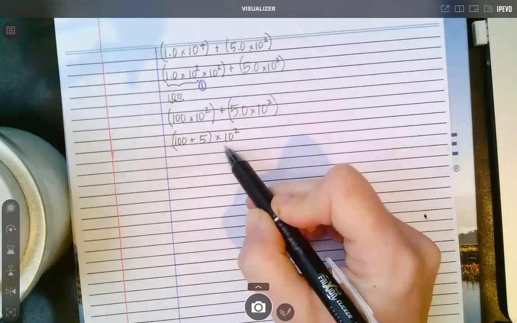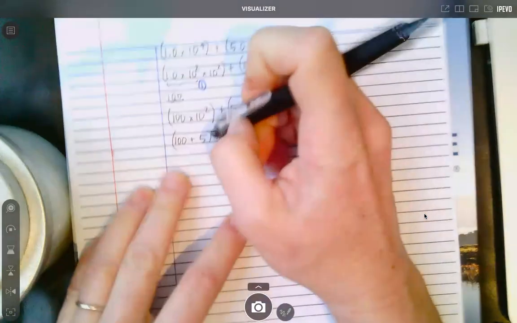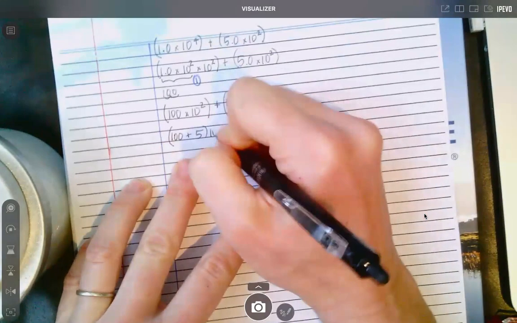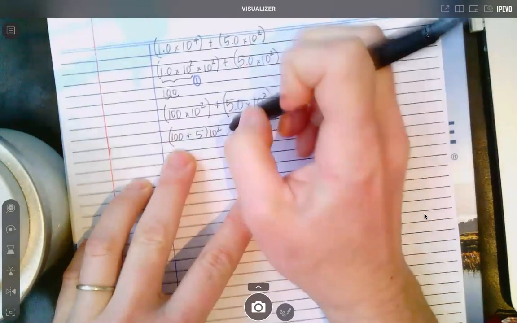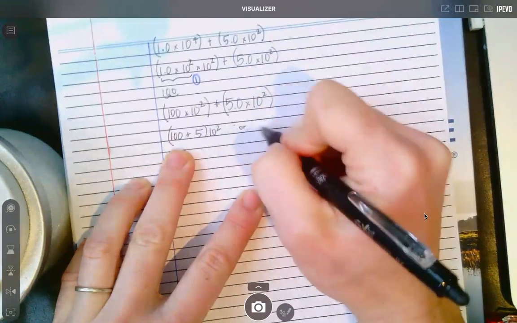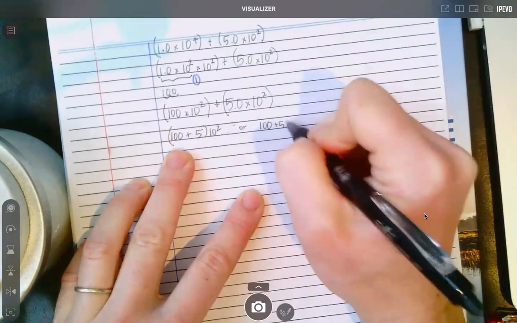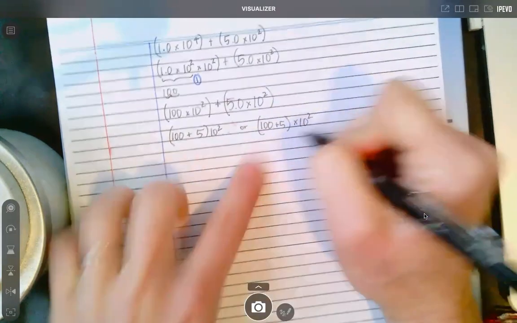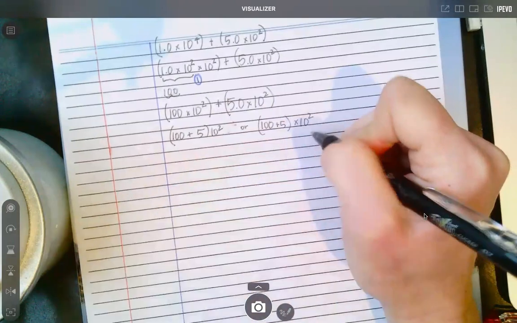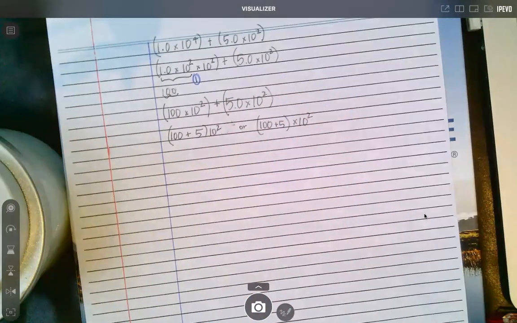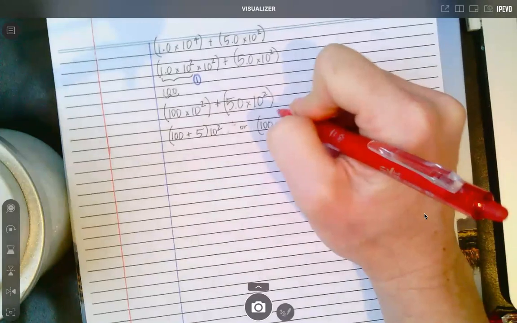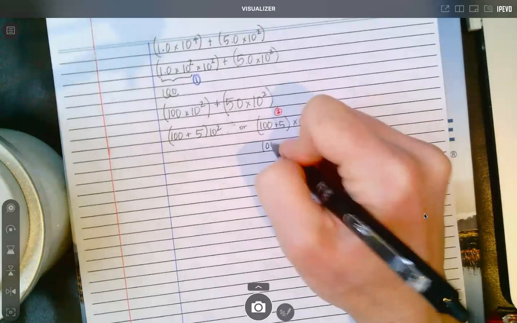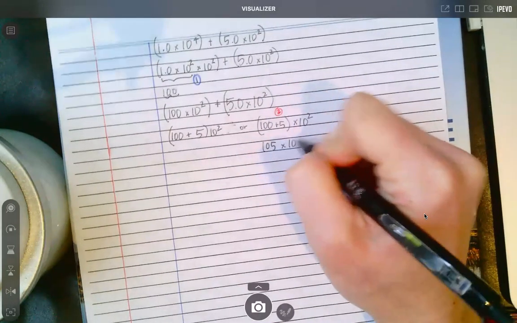All right. That right there is the same as writing that, and I can just factor it, right? And I can rewrite it as 100 plus 5, those ones will get combined, times 10 to the 2nd. And now I've got it set up for being written in scientific notation. So step 2, I'm going to combine my coefficients. 100 plus 5 times 10 to the 2nd.